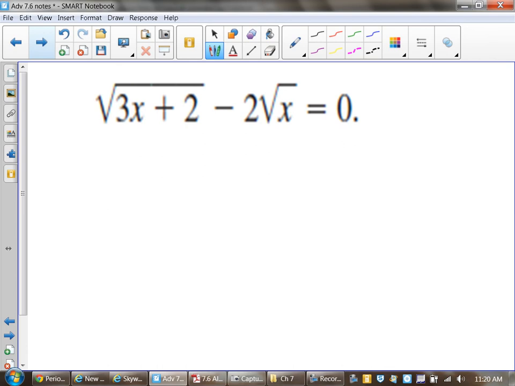Something like this, because this is where most of you guys are going to make the mistake. I have the square root of 3x plus 2 minus 2 root x equals 0. I can't square everything right now, can I? Yeah. When this happens, when you have two radicals, you want to put one on each side. Because now you can undo that square root symbol. You square both sides.